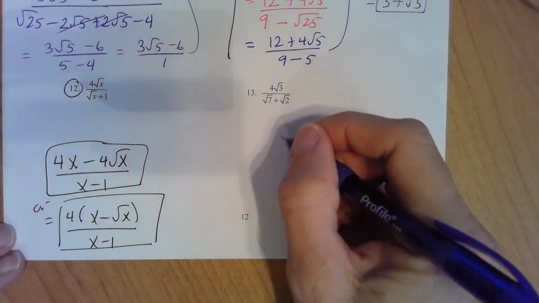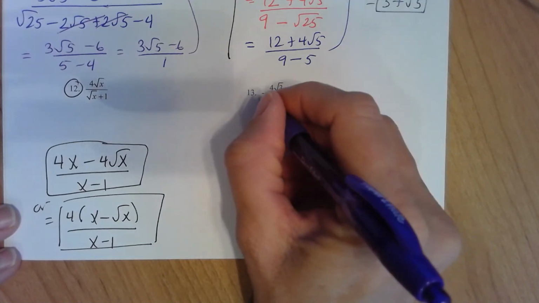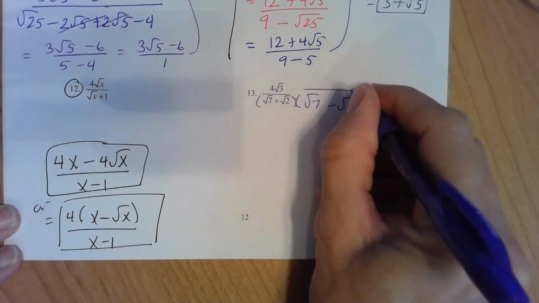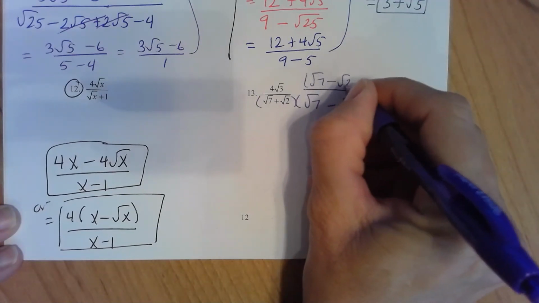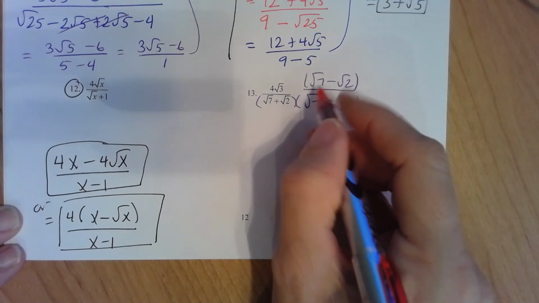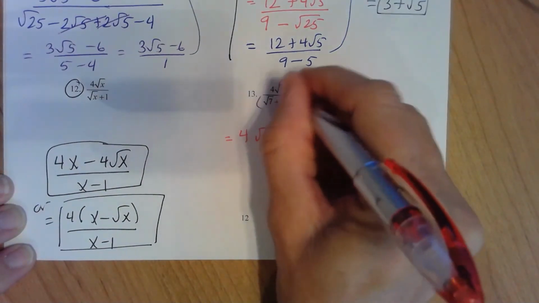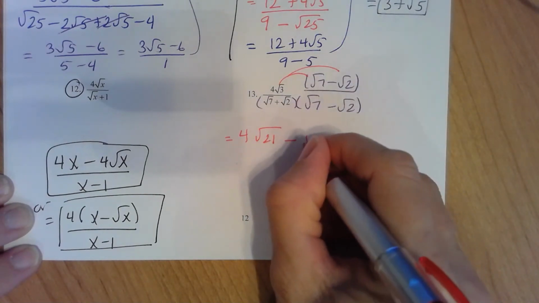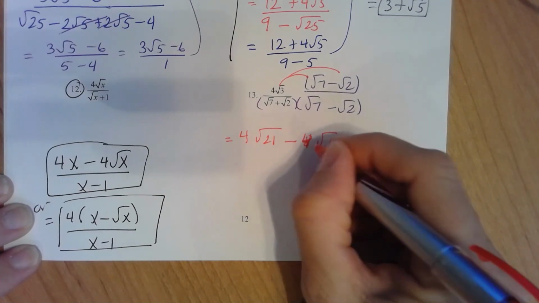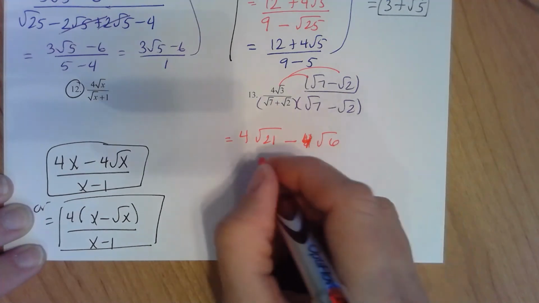Alright, lastly, number 13, we have 4 square root of 3 all over the square root of 7 plus the square root of 2. So we need to multiply by the conjugate, which is the square root of 7 minus the square root of 2. And whatever we do to the bottom, we do to the top. So 4 square root of 3 times the square root of 7 would be 4 square root of 21. Then we get minus 4 square root of 6. The 4 stays on the outside, and 3 times 2 is 6.